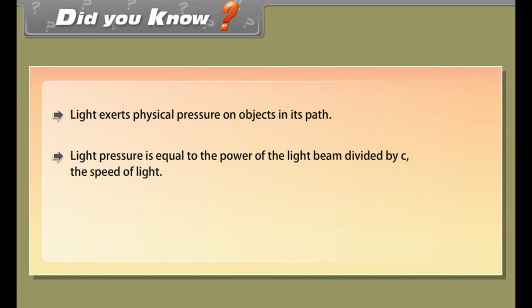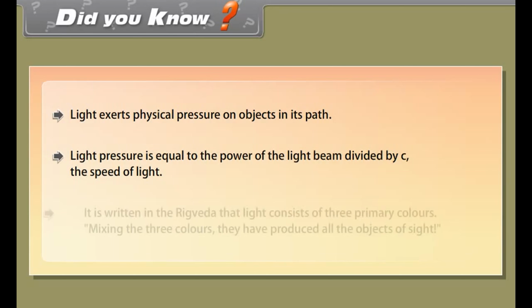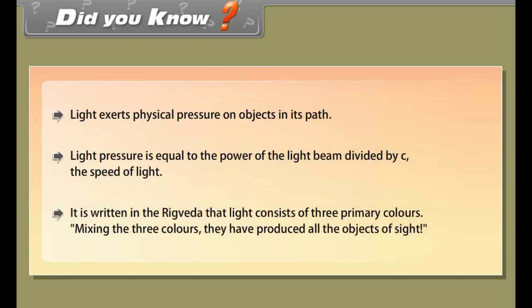Did you know light exerts physical pressure on objects in its path? Light pressure is equal to the power of the light beam divided by c, the speed of light. It is written in the Rig Veda that light consists of three primary colors. Mixing the three colors, they have produced all the objects of sight. Summary.